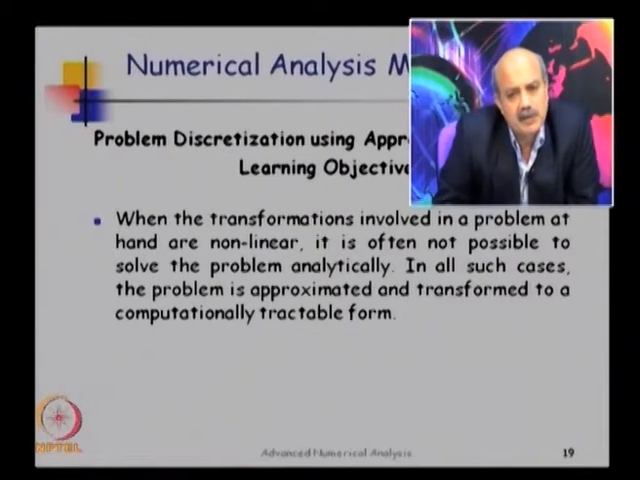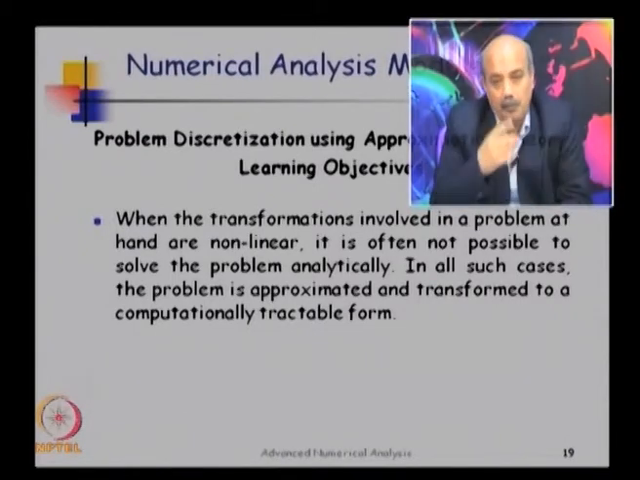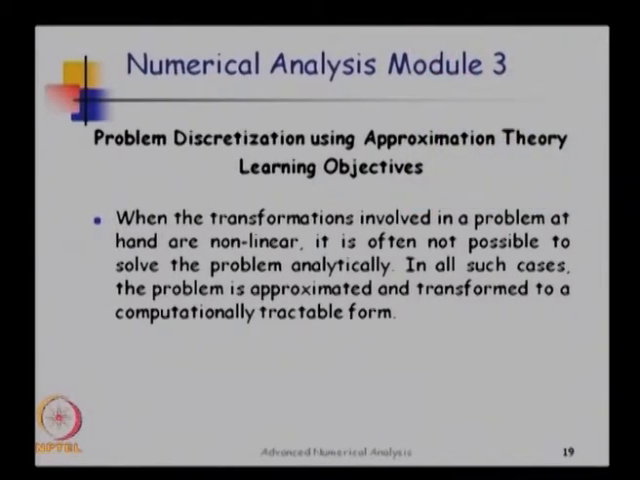Is there a unique way of doing this? Obviously not. A given problem can be transformed into a computable form by a variety of means, and if you have to choose between different means of transformation, you have to have an in-depth understanding of how these transformations are done. Why do you choose one over the other? Whether I should use Taylor series approximation or whether I should use interpolation. Unless you know the foundations, it is difficult to make these choices. So it's good to have a foundation of approximation theory.